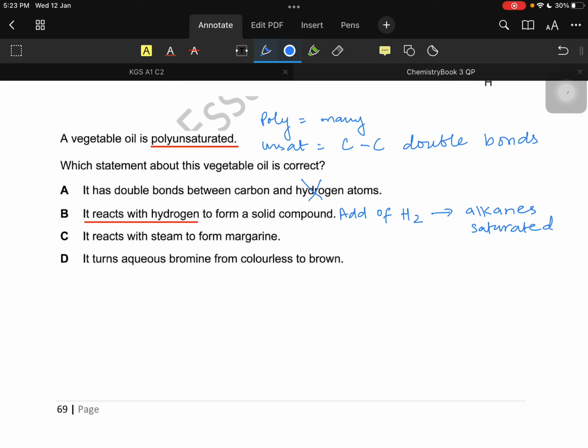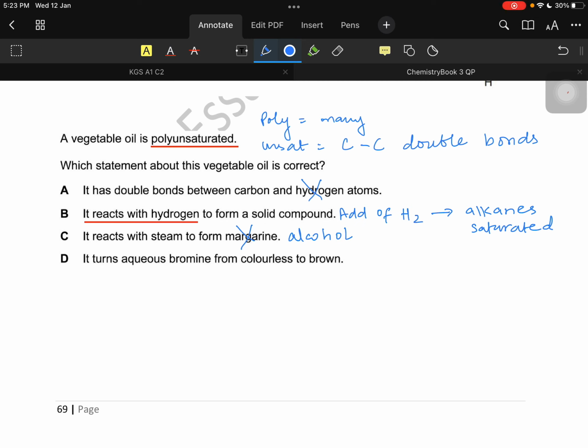It reacts with steam to form margarine. No, sorry, when it reacts with steam it forms alcohol, not margarine. We did see in the last video that alkenes react with steam to make alcohol, not margarine. So option C is also incorrect.